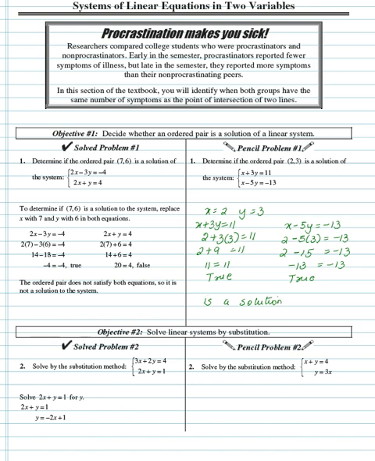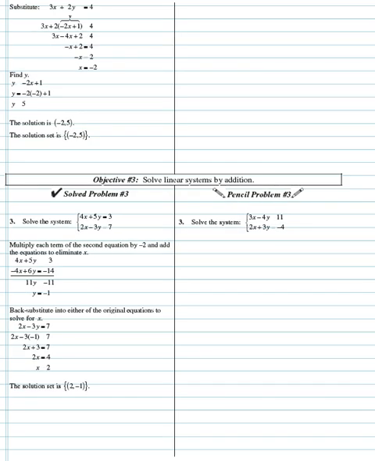Now solve by substitution. So I am going to substitute y is equal to 3x in the equation x plus y is equal to 4. So x plus, what is my y? 3x is equal to 4. So I get 4x is equal to 4, and x is equal to 1 by dividing by 4 on both sides.